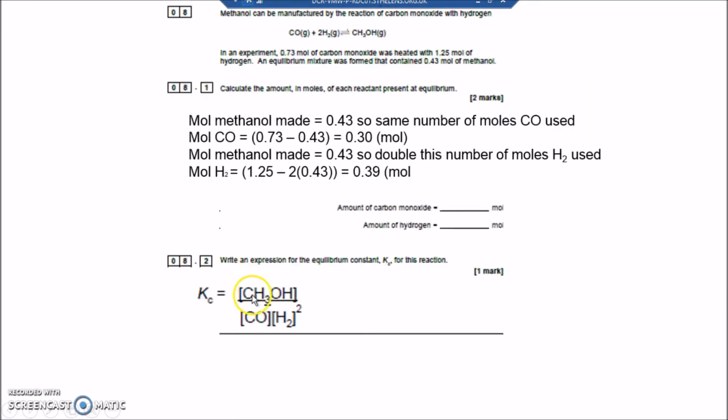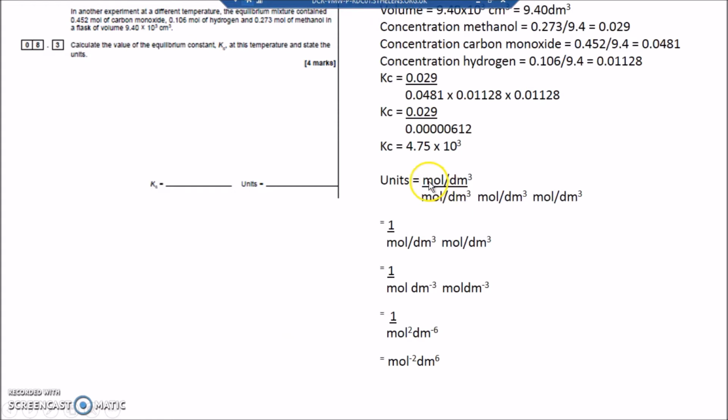What are the units then? Well, let's have a look at the units here. Units of concentration are moles divided by decimeter cubed. I've got one concentration on the top and I've got 1, 2, 3 concentrations on the bottom, because this concentration is squared. So if I put those into my units, moles divided by decimeter cubed, 1 on the top, 1, 2, 3 on the bottom. 1 at the top and 1 at the bottom cancel to leave a 1 on the top, divided by mole divided by decimeter cubed, mole divided by decimeter cubed. These two are still on the bottom.